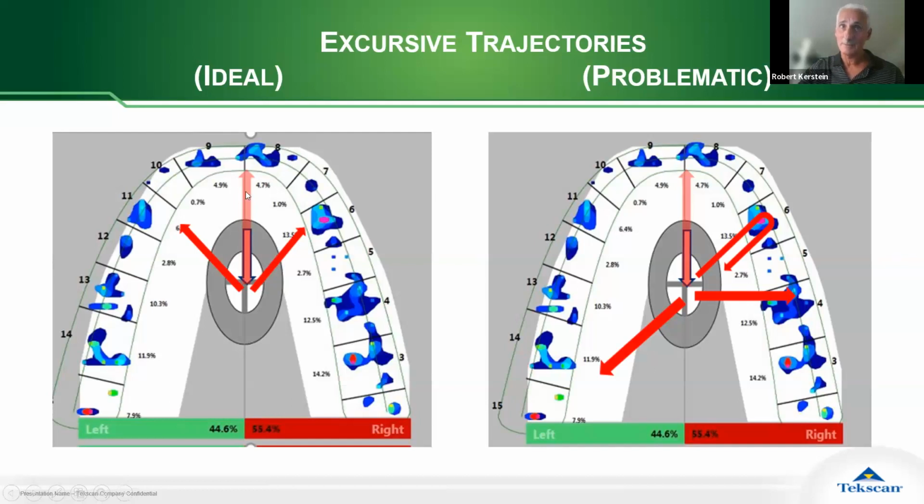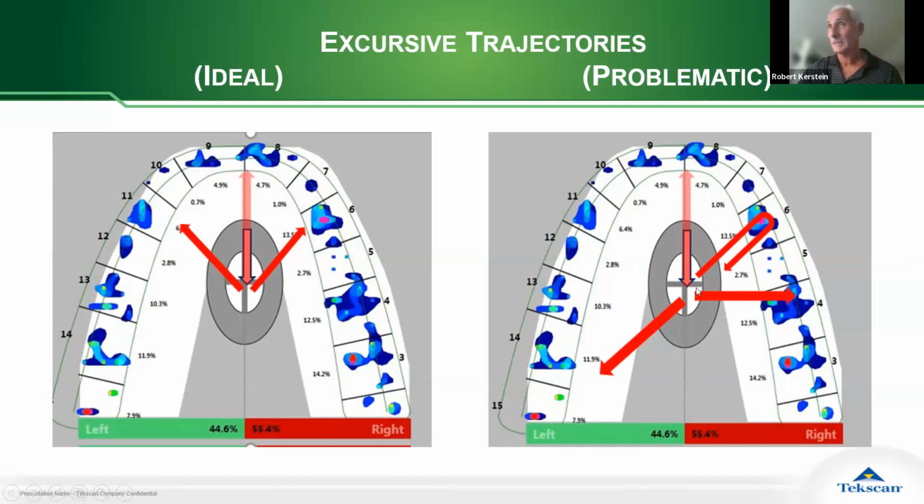So this is an ideal pattern. Patient bites down, they have a straight line center of force to the balance point, and when they go to the right or they go to the left, the center of force goes sideways at an angle towards the canine. But that is never really what happens without therapeutic intervention, right? Meaning shortening the disclusion time, making the anterior guidance really work well.